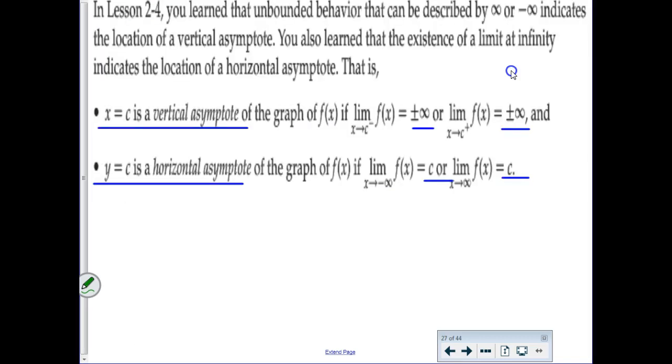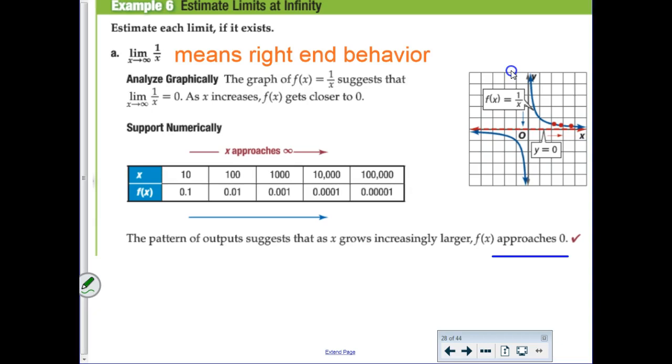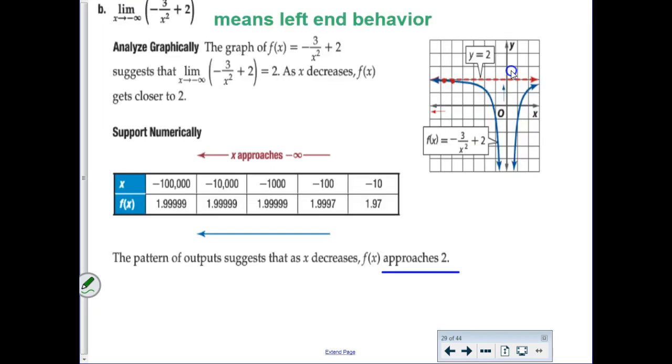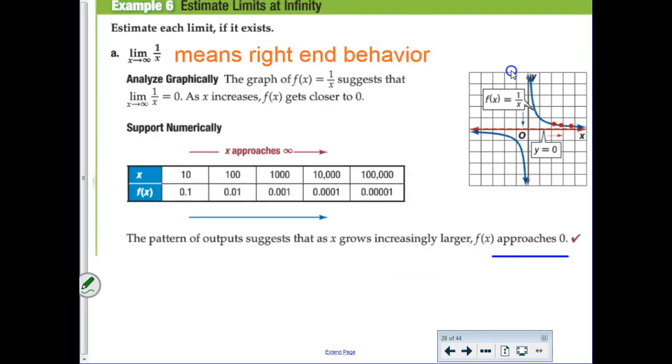So let's talk about some functions that we already know all about. So 1 over x, a very basic rational function. I feel like I'm going to run out of time. Oh gosh. All right, so 1 over x is a rational function, and it looks like that over there.